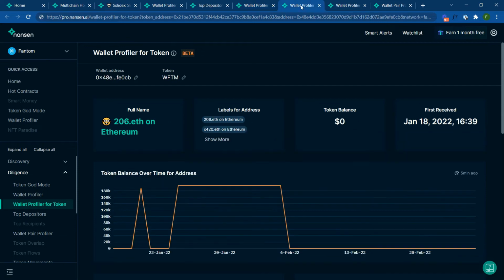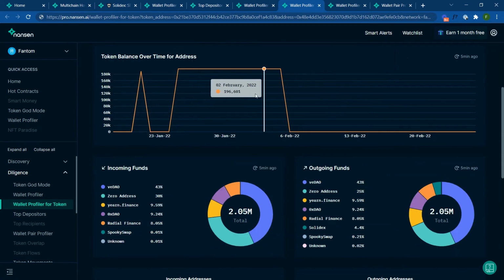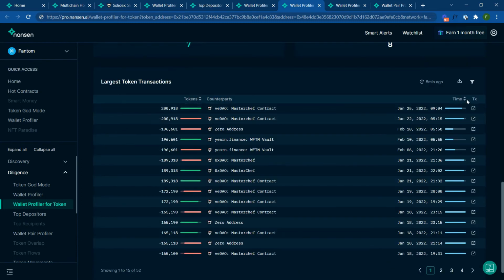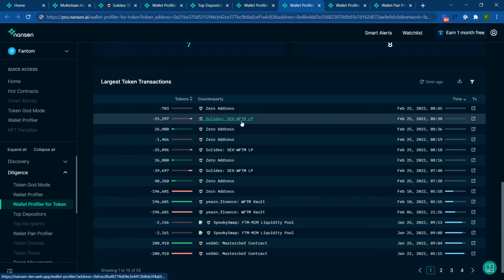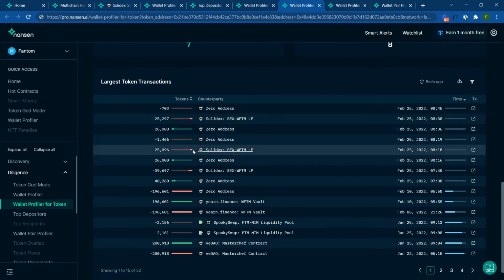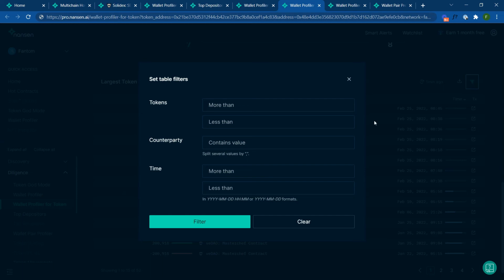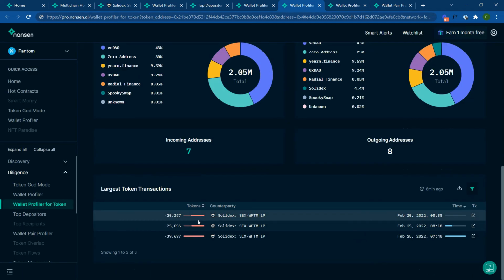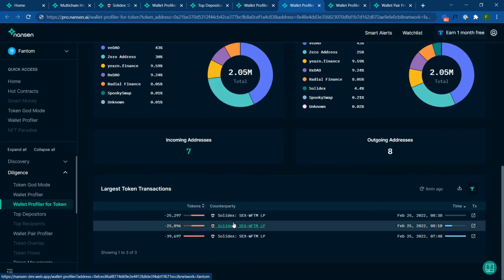The second wallet profiler for token is that of 206.eth, of which we have already seen the wallet pair profiler between them and the Solidex liquidity pool. Just like the smarter liquidity provider, they don't have any wrapped FTM at the moment, but they have held some rather large positions before. Their outflows into Solidex are rather minimal compared to other ones they have had. If we filter to have only Solidex as the counterparty, we can see the three wrapped FTM transactions into Solidex that we had already discovered with Wallet Pair Profiler.